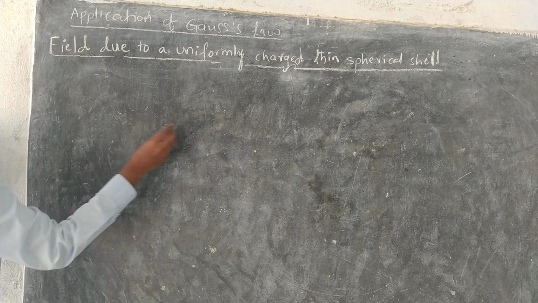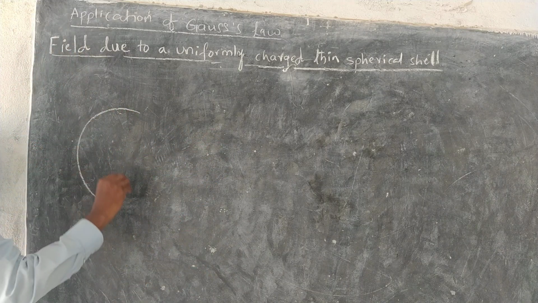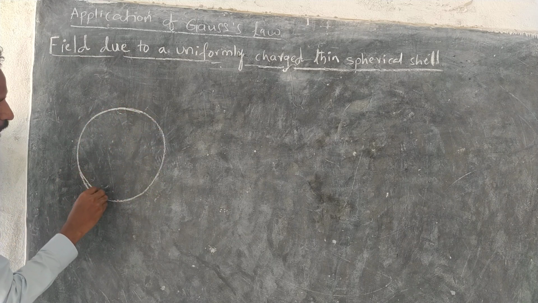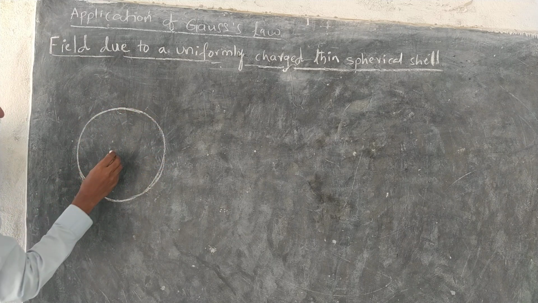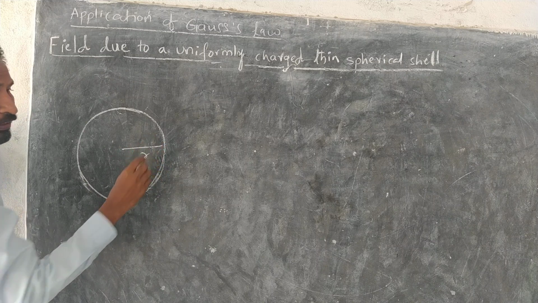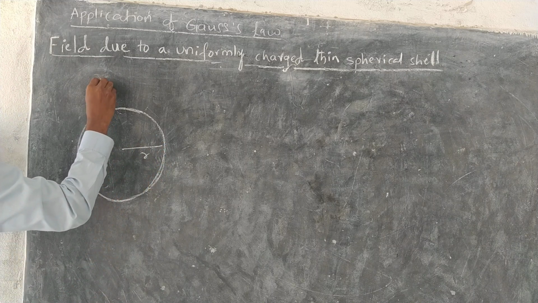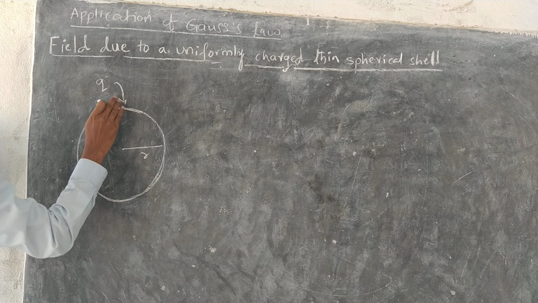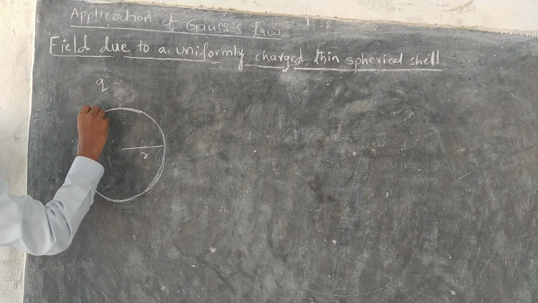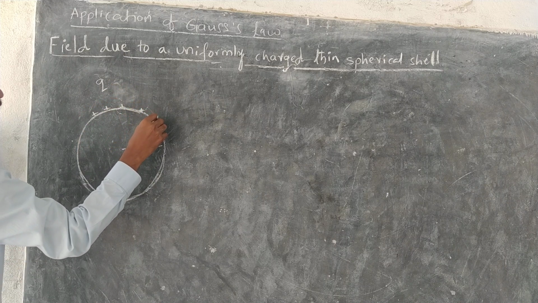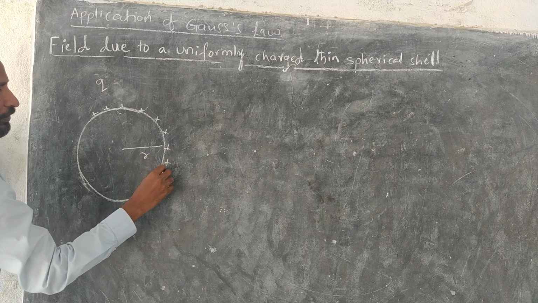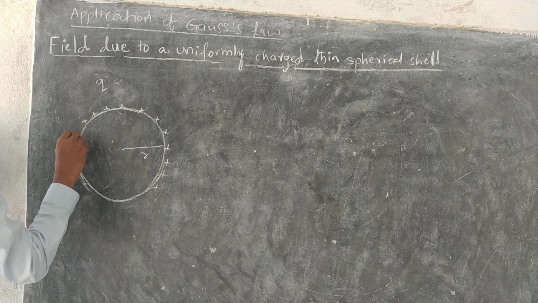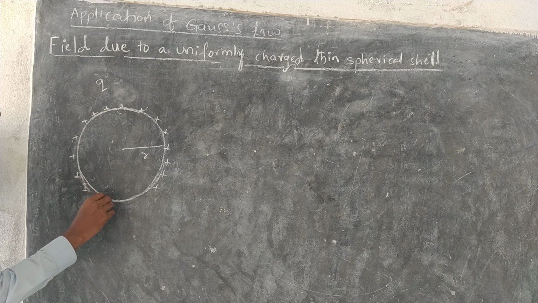Now take one hollow sphere of radius small r. For this, charge q is given. Now the charge will be distributed on the surface. Clear?